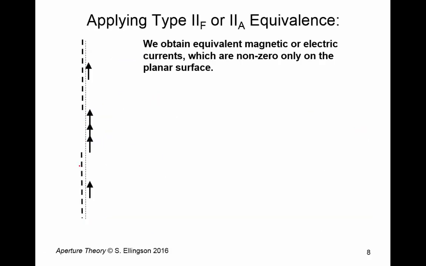Okay, so now let's take that idea and apply type 2F or type 2A equivalence. We obtain equivalent electric and magnetic currents, which are non-zero only on the planar surface, because we said that on the bounding dome-like structure the fields were 0, so the equivalent currents are 0. But on the part that's flush to the aperture, or to the ground screen, now we have the potential for non-zero fields, and therefore non-zero equivalent currents.